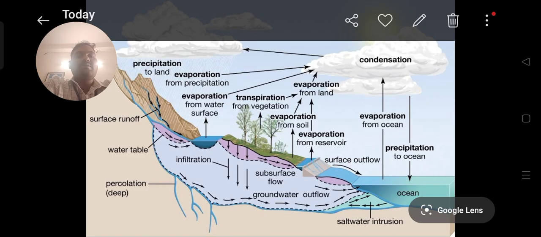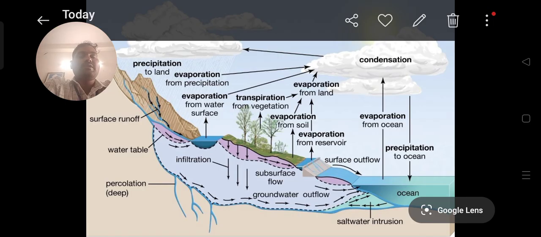We need to discuss the hydrological cycle. If you see this figure here, all the components are represented. The hydrological cycle is nothing but a water cycle, in which water revolves from the earth's surface to the atmosphere and from the atmosphere back to the earth's surface in different forms, which we need to discuss today in this session.